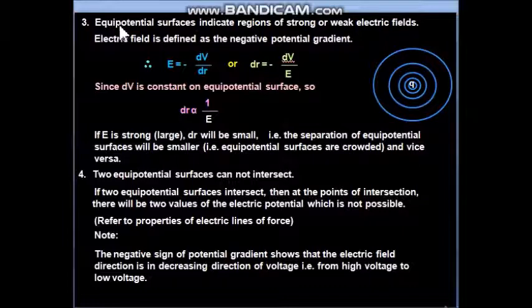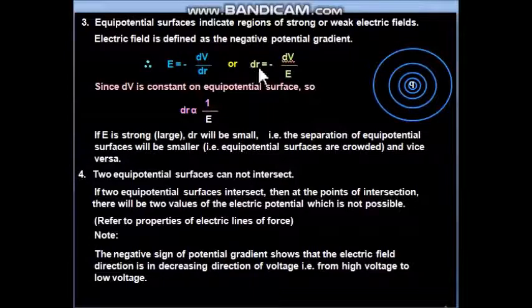Now this property says that by seeing the equipotential surfaces around any charge, we can get the idea of where the electric field is stronger and where the electric field is weaker. To understand this property, we will take the help of the relation between electric field and potential. As we have already derived, electric field is equal to minus dV by dr, or if we rearrange the formula, dr equals minus dV upon E.